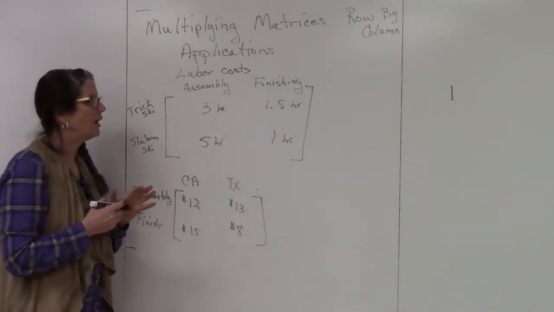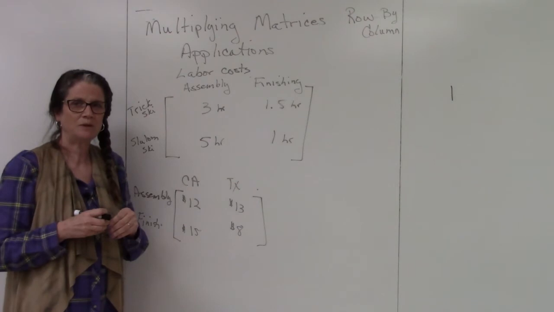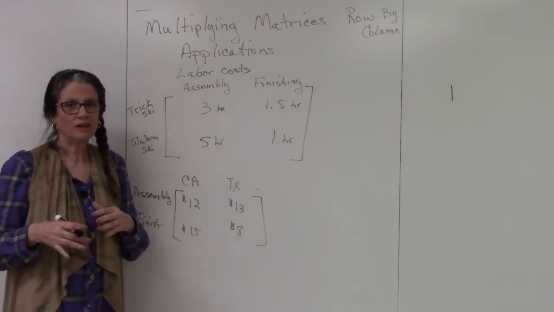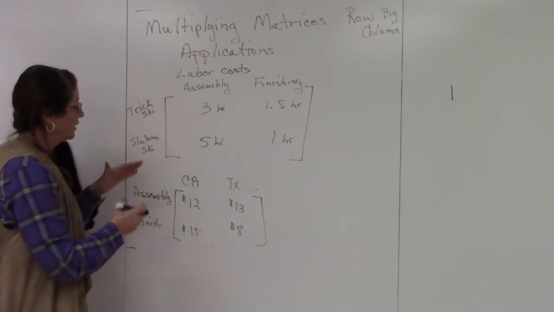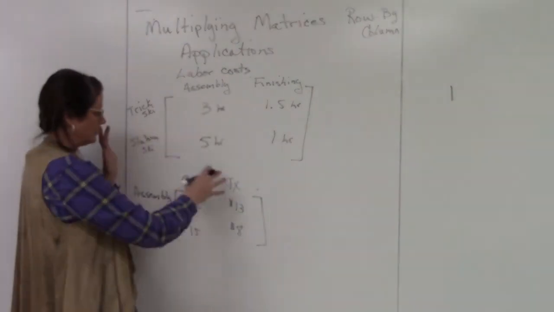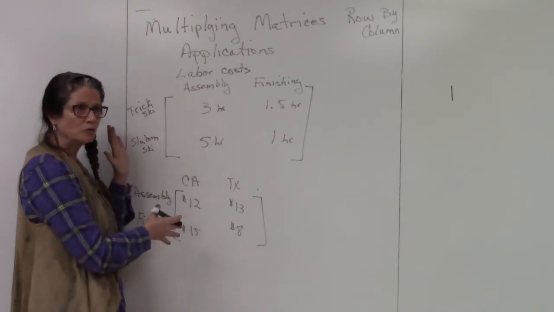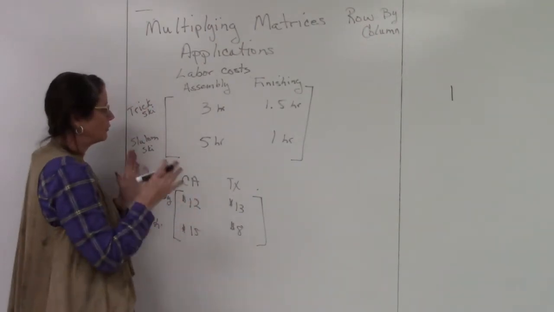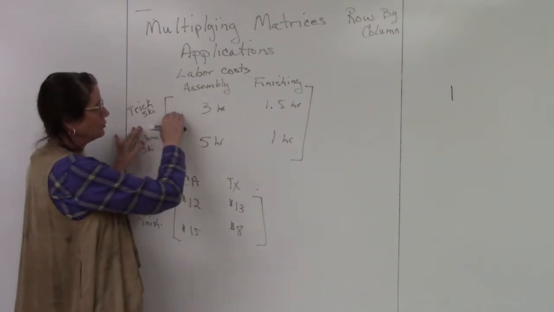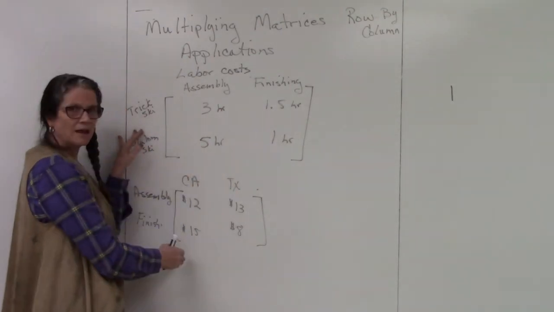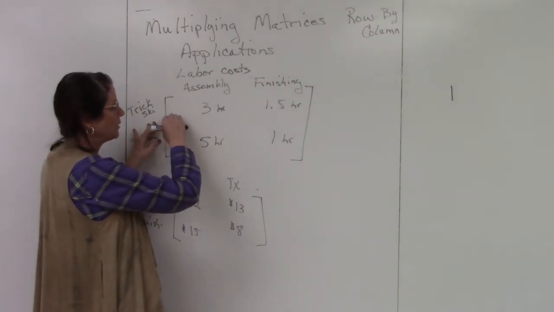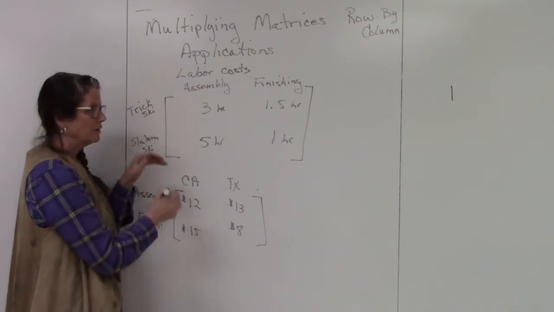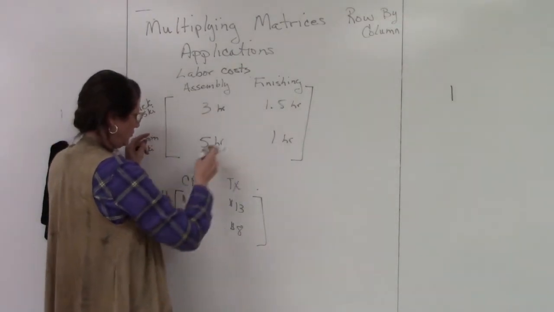If I want to know how much it is going to cost me to manufacture a trick ski in California, we're going to use matrix multiplication. This is a 2x2. This is also a 2x2, so I know I can multiply. I have the same number of columns as I do rows, so I'm good there. I'm looking at only trick skis, and only California. So I'm going to multiply row 1 by column 1.